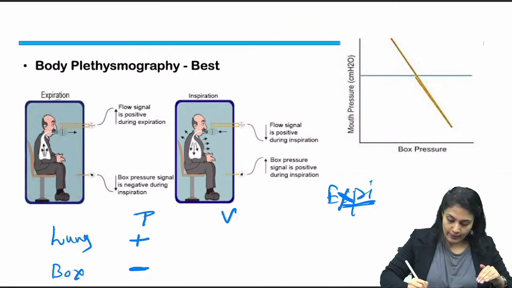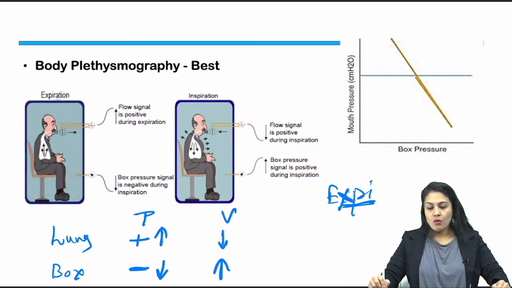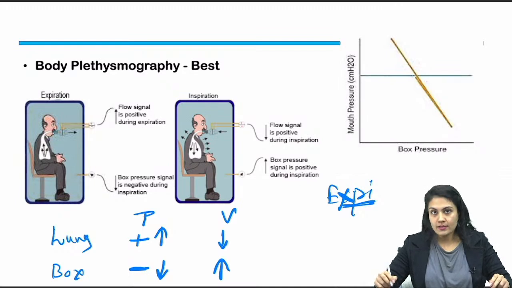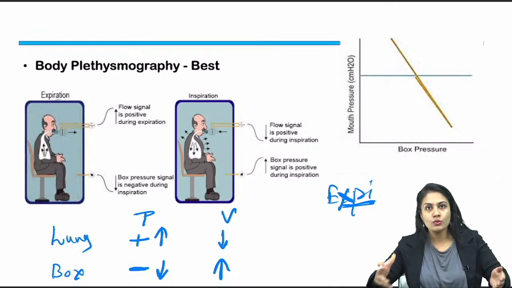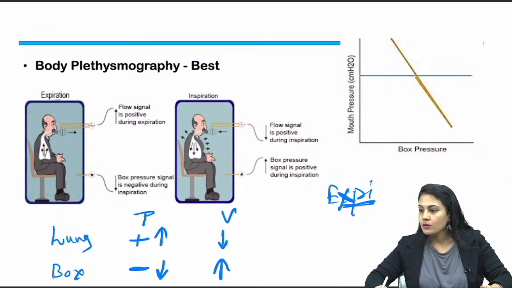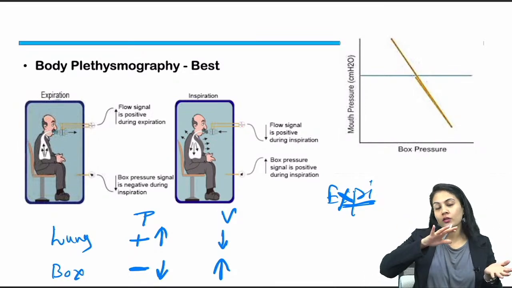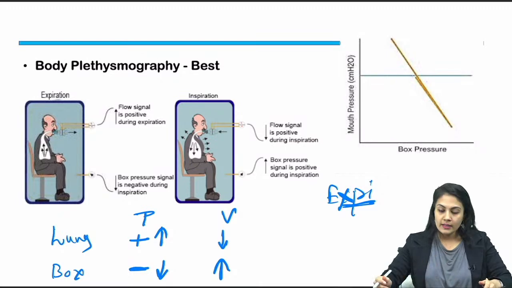And what is going to happen according to Boyle's law to the volume? Let's say pressure increases over here and box pressure decreases. The volume is going to decrease over here, and the volume of the box is going to increase during expiration because the air is going to come out, right? So yes, this should be the case, and in inspiration, the reverse is going to occur, right?